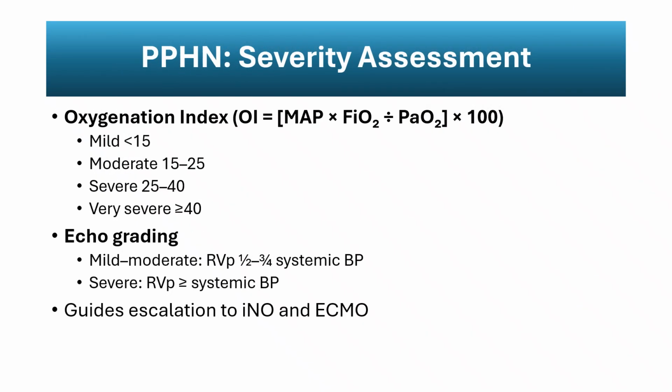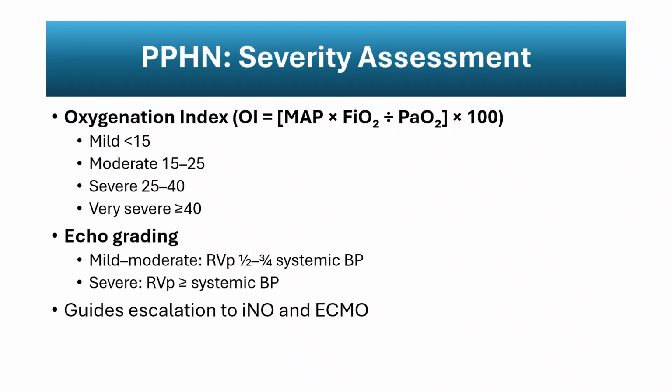Severity in PPHN is assessed using both oxygenation indices and echocardiographic parameters. The oxygenation index is calculated by multiplying mean airway pressure by the fraction of inspired oxygen, dividing by arterial oxygen tension, and multiplying by 100. Mild PPHN corresponds to an index less than 15. Moderate ranges from 15 to 25, severe from 25 to 40, and very severe is 40 or higher.